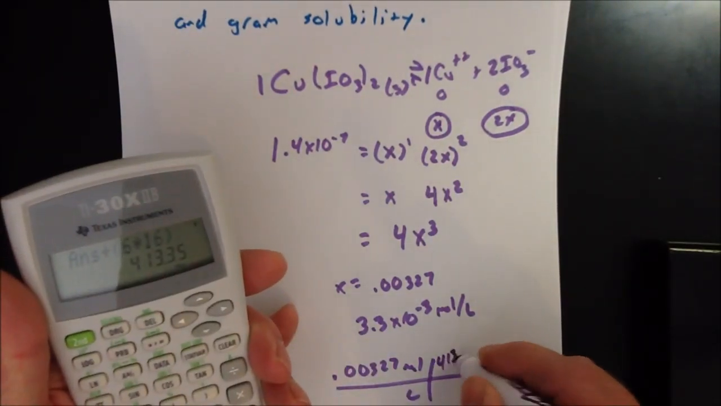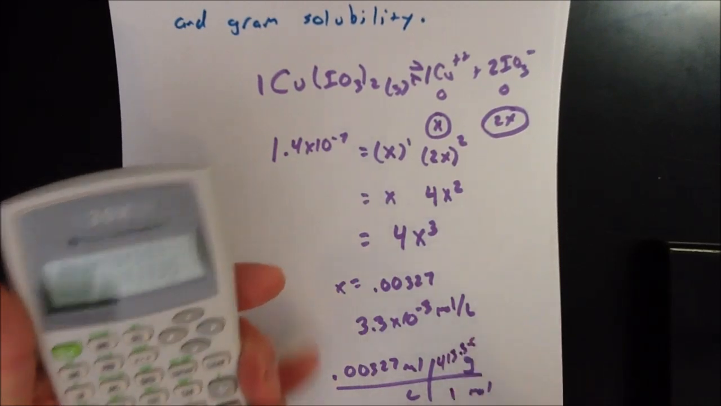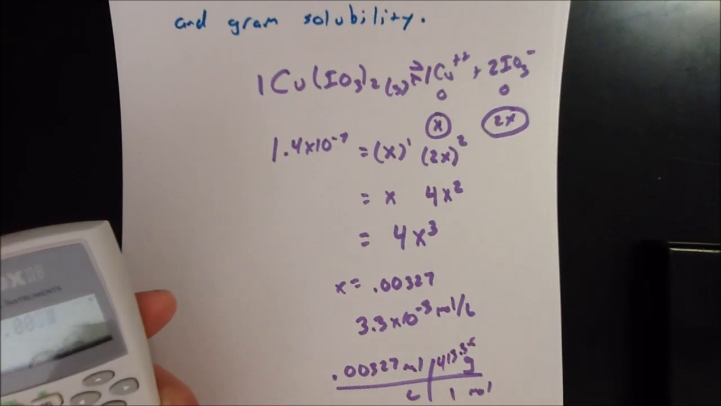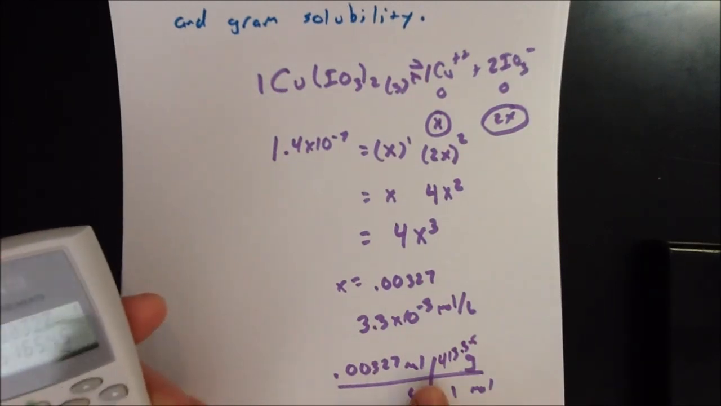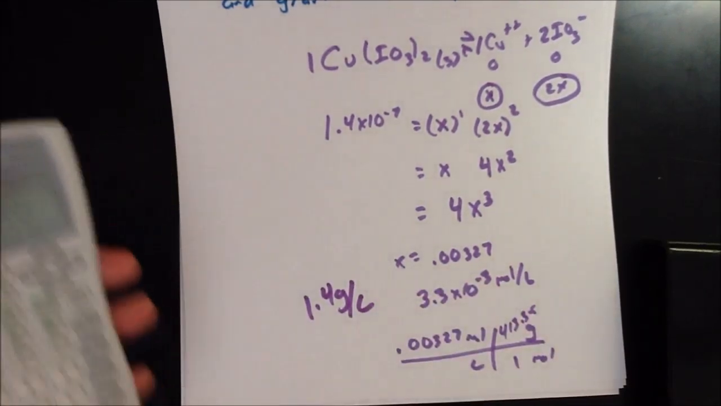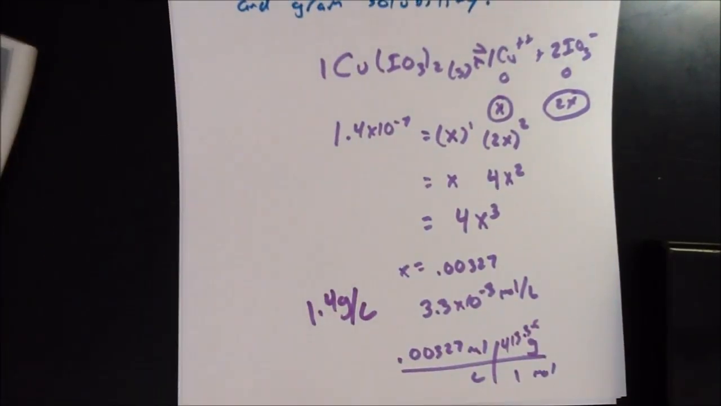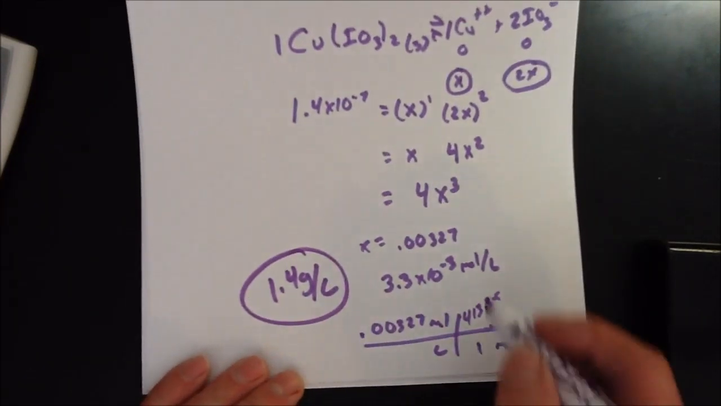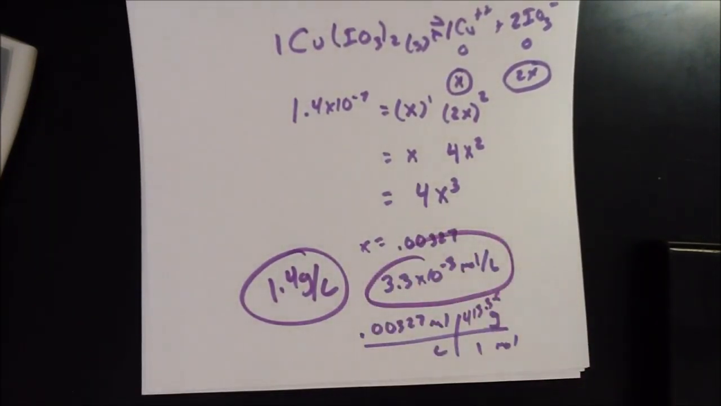So 413.35 grams to the mole times 0.00327. And I get 1.4 grams per liter for this one, for its gram solubility. So we've got 2 answers here. We've got a gram solubility, and then here we have the molar solubility.